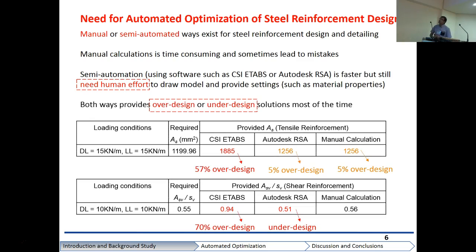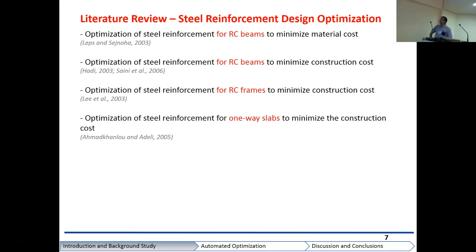Now no matter which method we use, both the way provide over-design or under-design solution most of the times. So we compared for a longitudinal requirement and we saw that for a requirement of 1200 mm square, the softwares are providing up to 57% over design solutions, whereas manual approach was able to reduce it only till 5%. Sometimes the software does not even provide the minimum required steel reinforcement. Hence, these solutions cannot be used on construction sites.